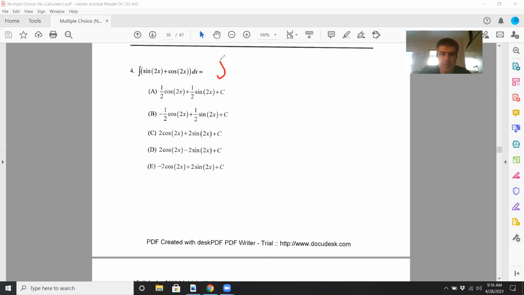So you could break this up into 2 integrals, the integral of sine 2x dx plus the integral of cos 2x dx. Now, the integral of sine is going to be negative cosine. However, you have a 2x here. Something called a u substitution. You guys might remember, or for those who haven't seen it, I'll just teach it to you right now.